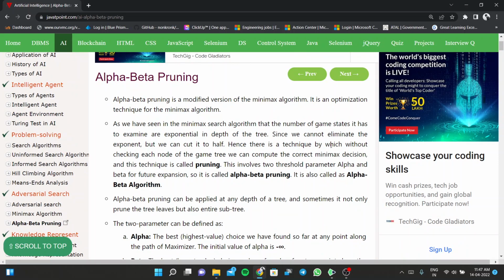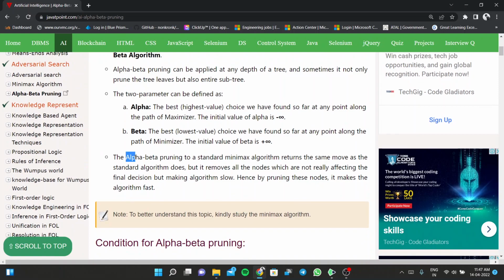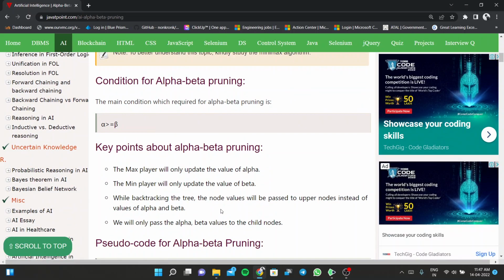Here alpha takes the highest values. The max nodes are considered in the alpha case, whereas in the beta case only the lowest values of the choices are considered. That is the difference between alpha and beta. With the help of alpha and beta we perform the pruning operation. The key point about alpha beta pruning is that the max player can update only the alpha value, and the min player can update only the beta value. Both can update only their respective values.